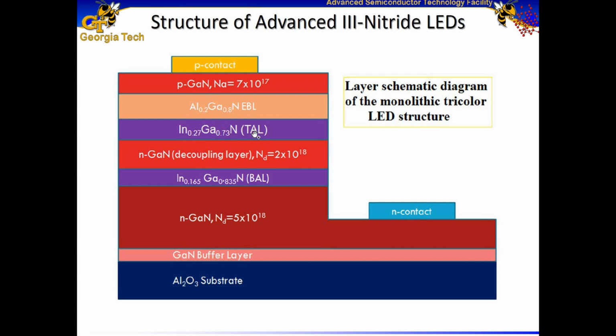Now, why indium gallium nitride? Why not gallium nitride when we are talking about gallium nitride based LEDs? Because the band gap of gallium nitride is 3.4 electron volts. So the corresponding wavelength becomes, according to the simple formula, E = hc/λ, or λ = hc divided by the band gap of the semiconductor.